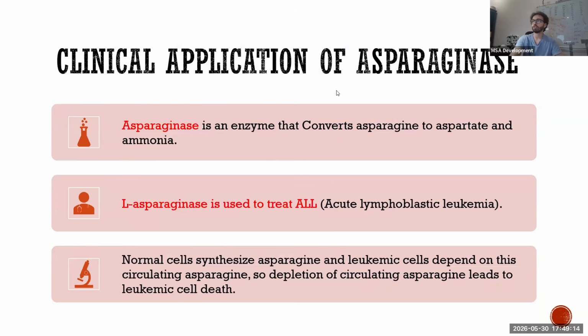طبعا, I want you guys to know there is an enzyme اسمه asparaginase. I don't want you to know anything about it except this slide. حلو? Asparaginase is an enzyme that converts asparagine into aspartate. من اسمها asparaginase. It will break down asparagine, so it will break down the asparagine into aspartate and ammonia. حلو?